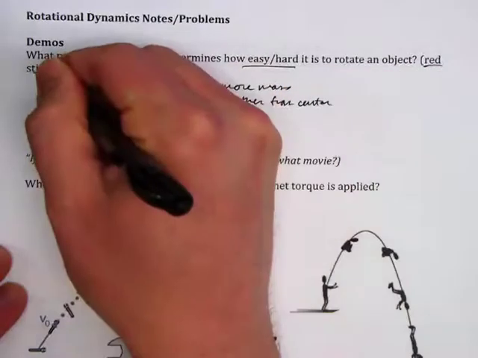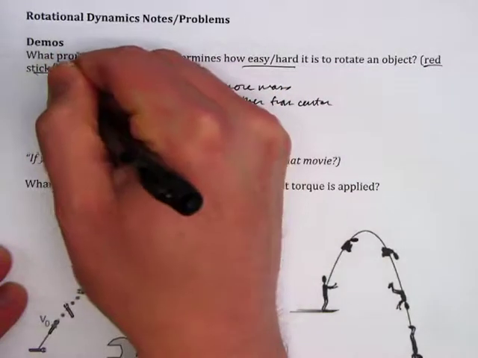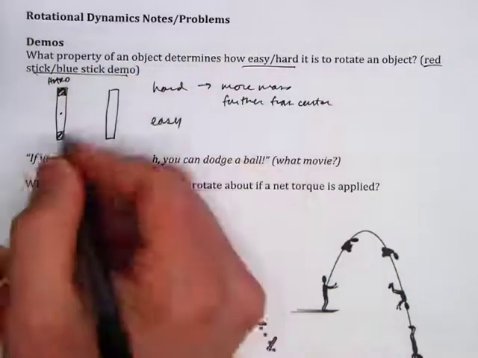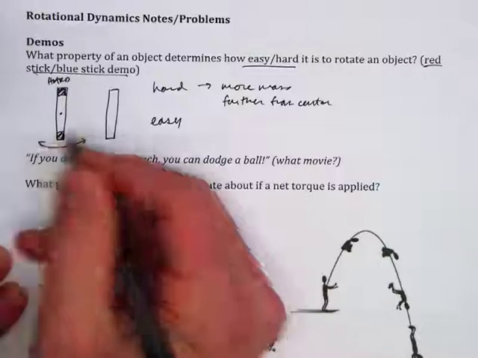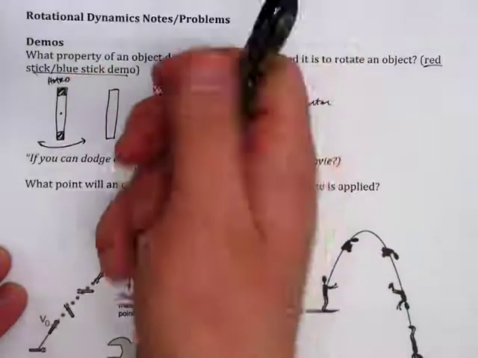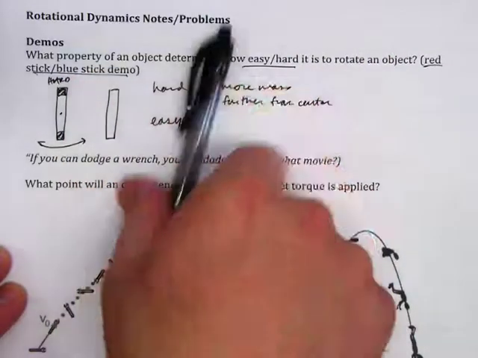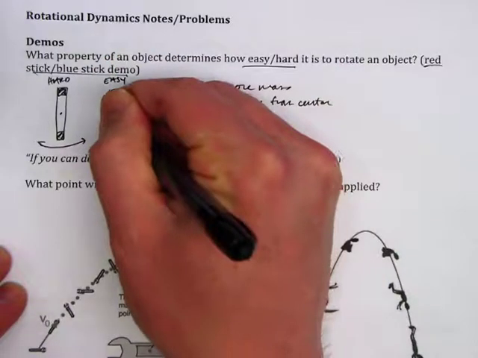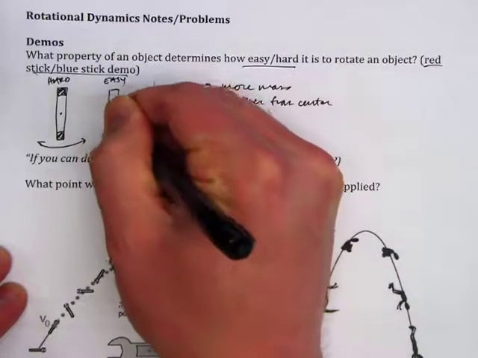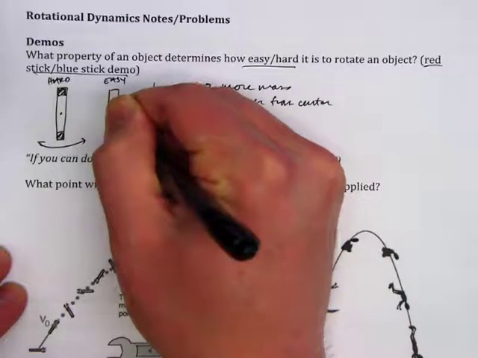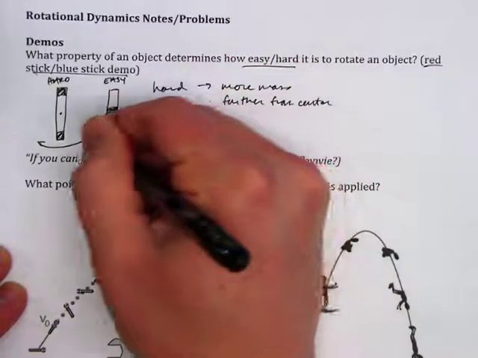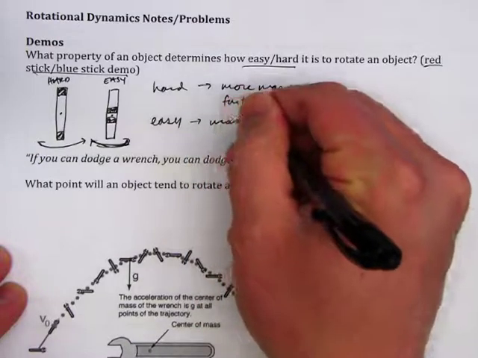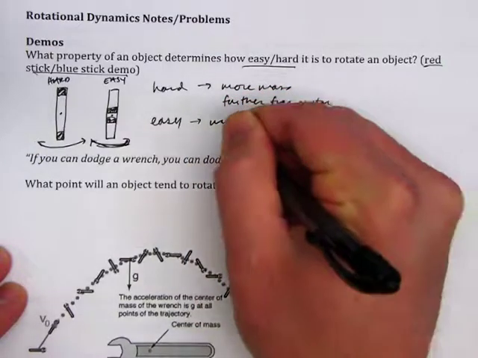So the hard one, I don't remember which was which, but the hard one had most of the mass distributed far away from the axis, so it was really hard to swing that back and forth as you rotated it like this way, back and forth. And the one that was easy was the opposite. It had most of its mass distributed close to the center. So this one you could go back and forth very quickly. So the mass was closer to the center.